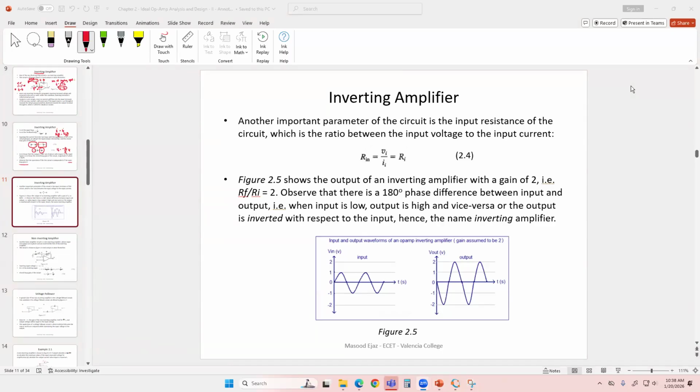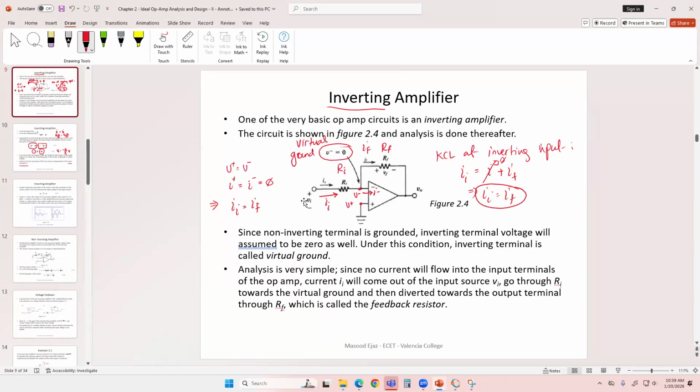So a couple of last things about the inverting amplifier. Every electronic circuit has an input resistance. Input resistance means the ratio of the input voltage to the input current. In this circuit, you have the input voltage between the inverting input and the ground, and of course the input current is coming out of the input voltage.